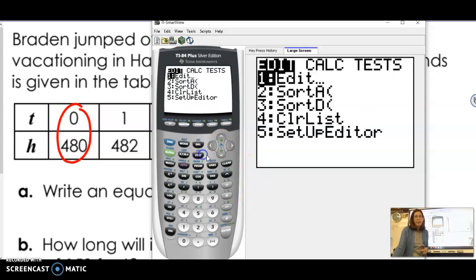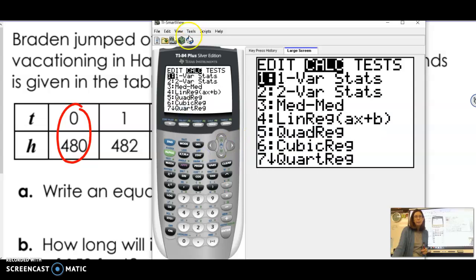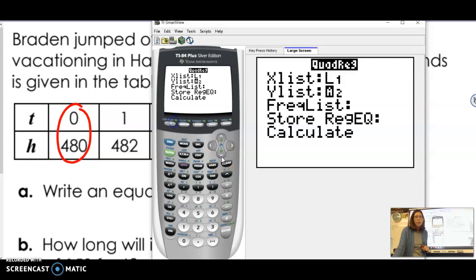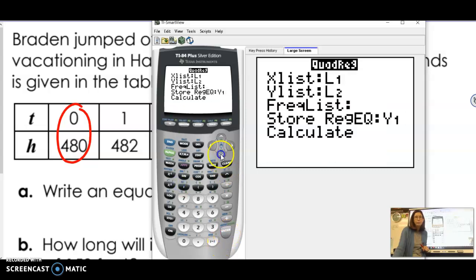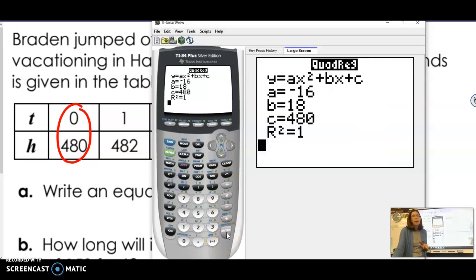So I'm going to go to stat, calculate, and I'm going to do number 5 for sure. There's no question here. And I'm going to store this in alpha trace. I'm going to store it in Y1 and hit calculate. So here's my equation. My A value is -16. That is a constant that has to do with free fall. And then 18 and then 480.